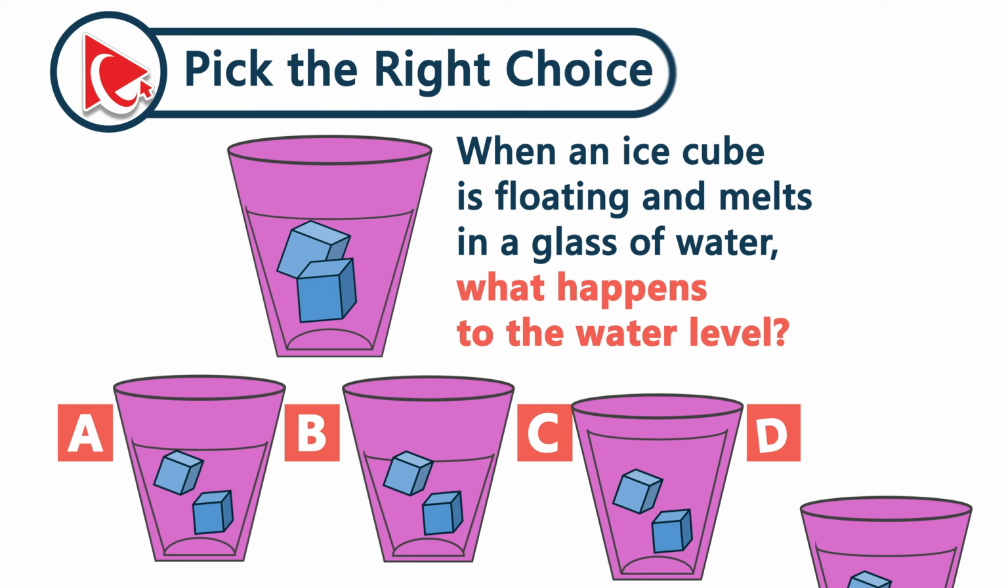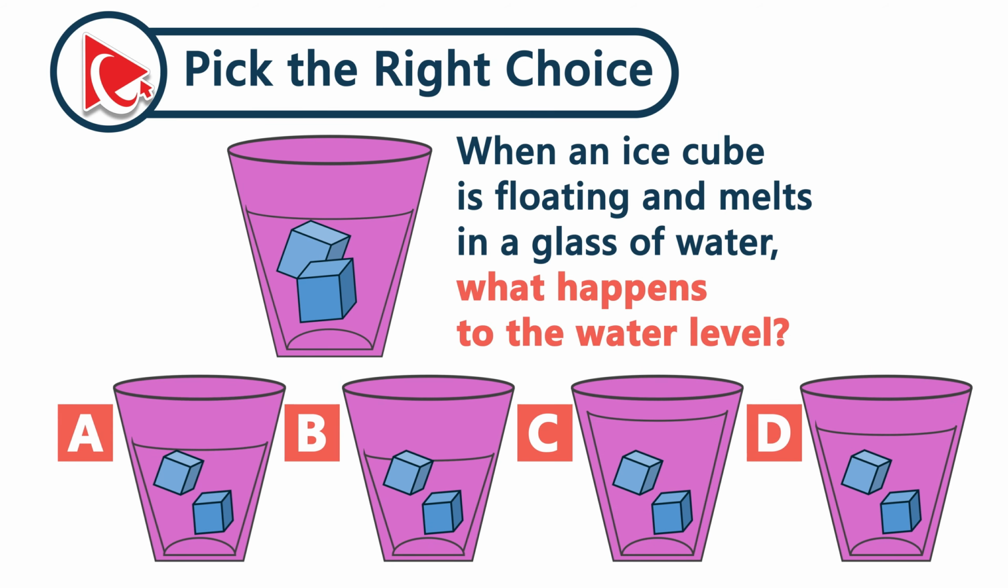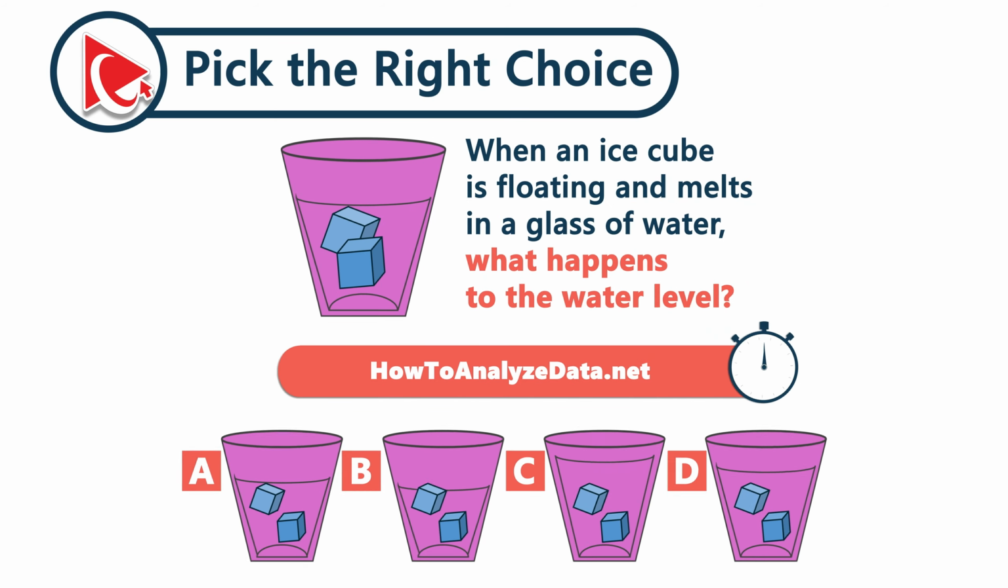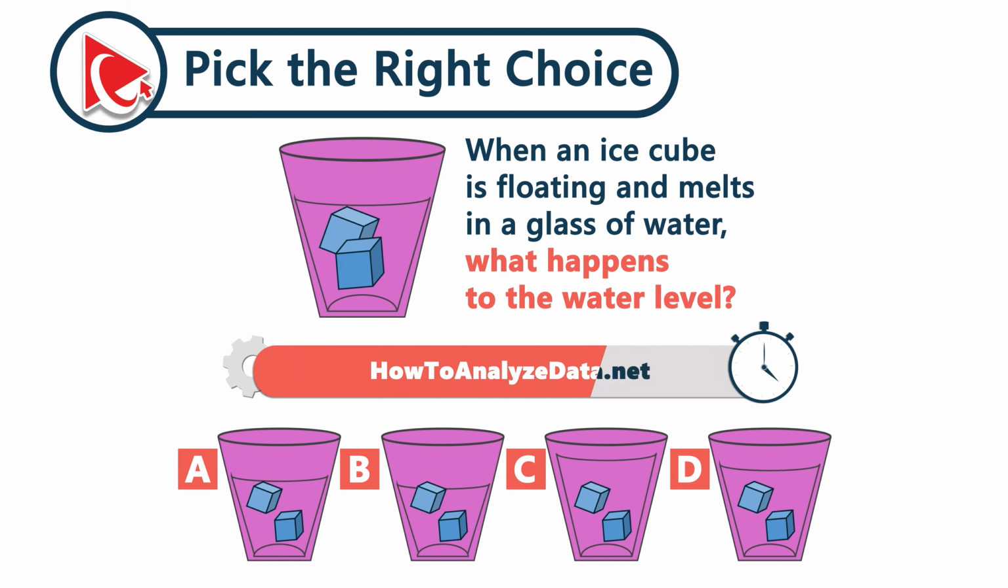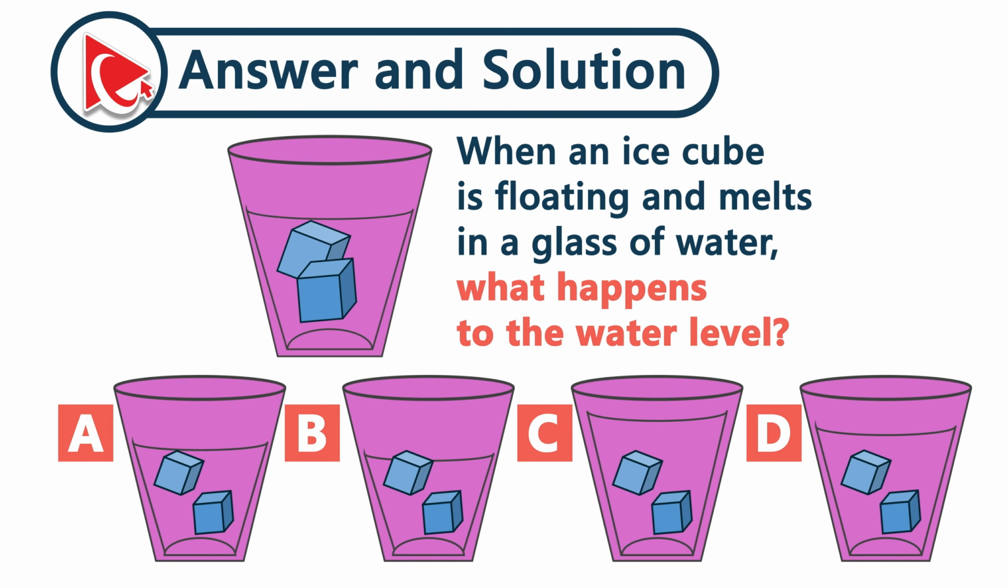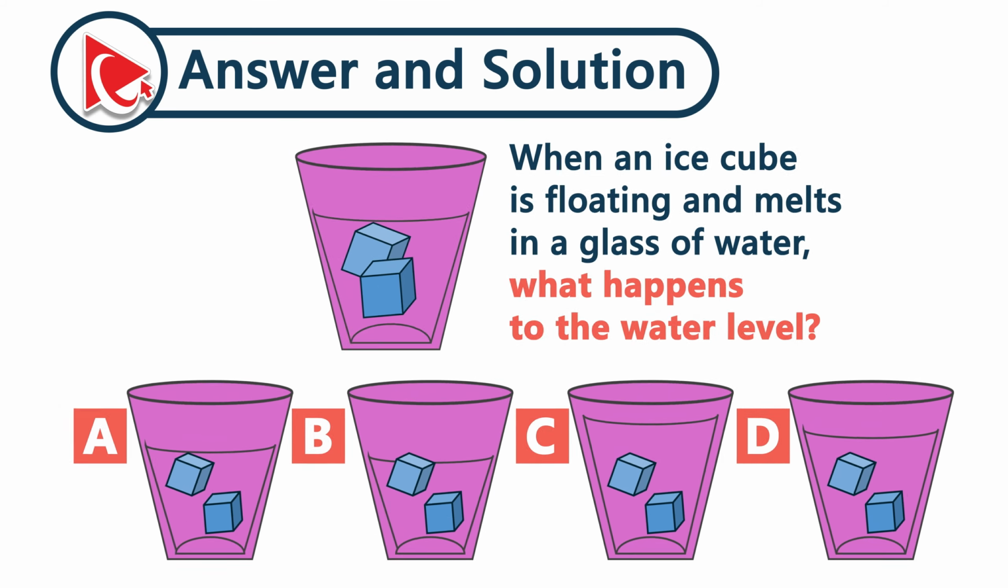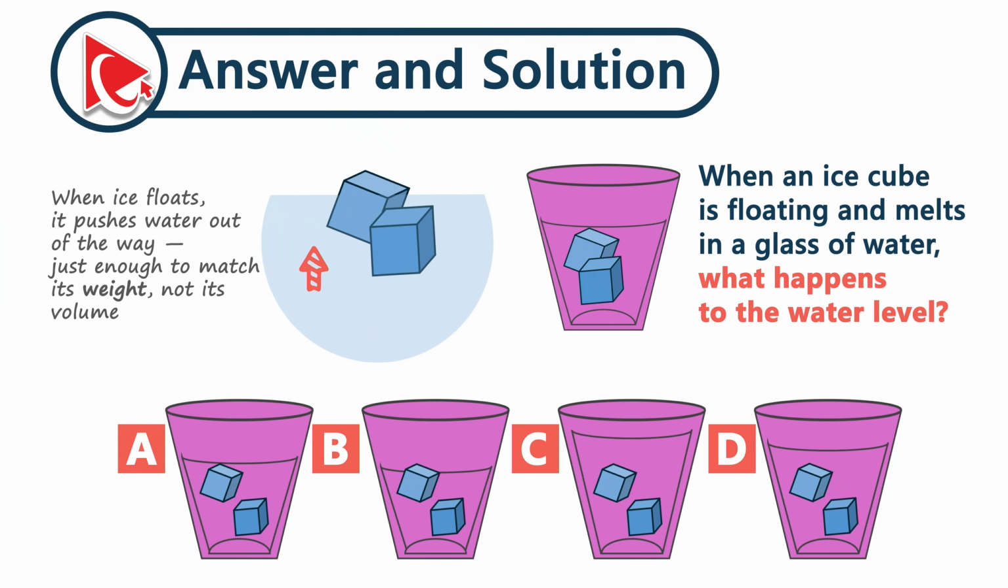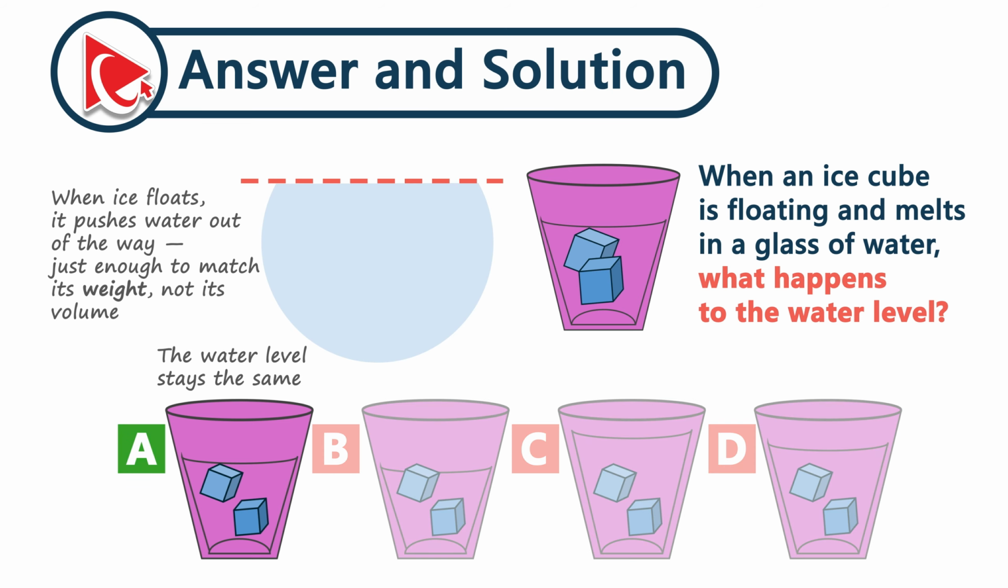What happens to the water level when a floating ice cube melts in a glass of water? Have you ever wondered why your glass doesn't overflow when ice melts? Let's break it down. When ice floats, it pushes water out of the way, just enough to match the weight, but not the volume. That's the key. Ice takes up exactly the space it had originally displaced. So the final answer is choice A.